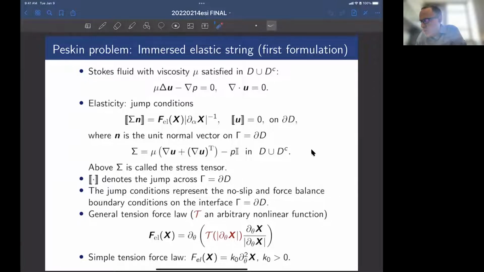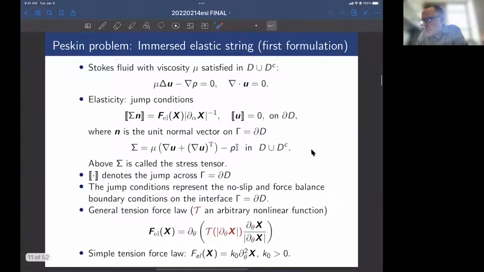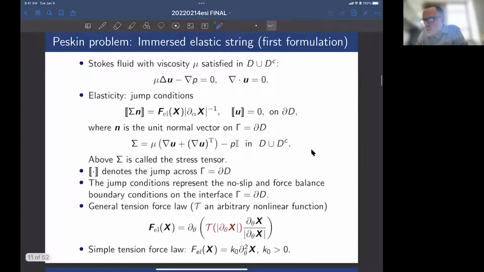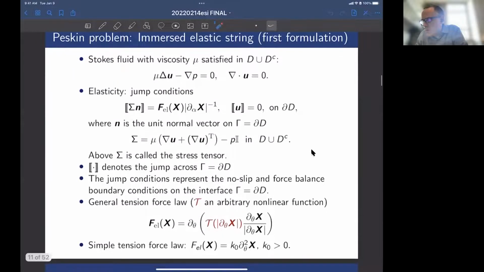These are the two jump conditions, and they represent the no slip and force balance boundary conditions on the interface. Then the general tension force law, for T an arbitrary nonlinear function, is that the force is equal to the theta derivative of the tension of the absolute value of the derivative of X, times the unit vector, the derivative of X over its length. The simple tension force law is basically T equals K0, where K0 is a constant. Then you get the simple linear force law that F is K0 times the second derivative of X, for some physical parameter K0. Okay, so this is one expression of the PDE model for the boundary.